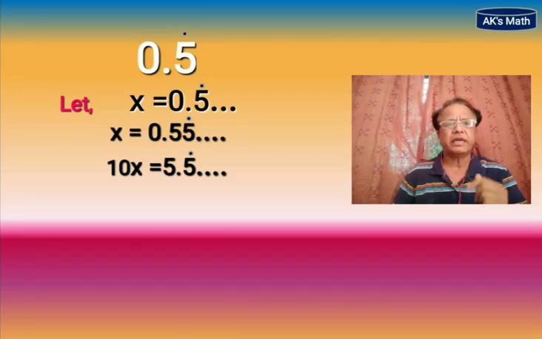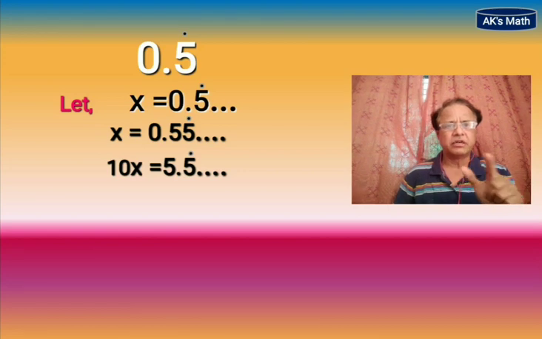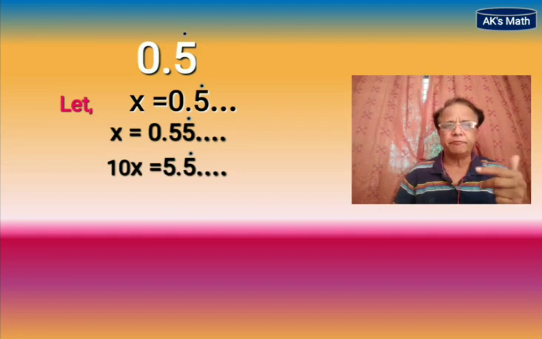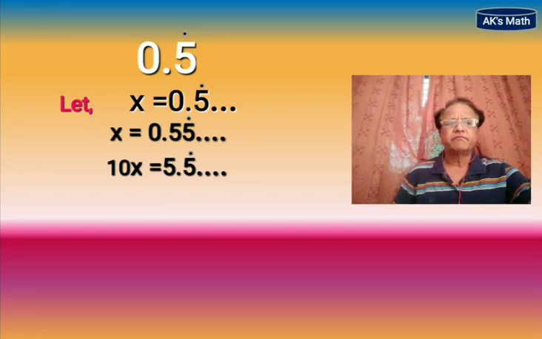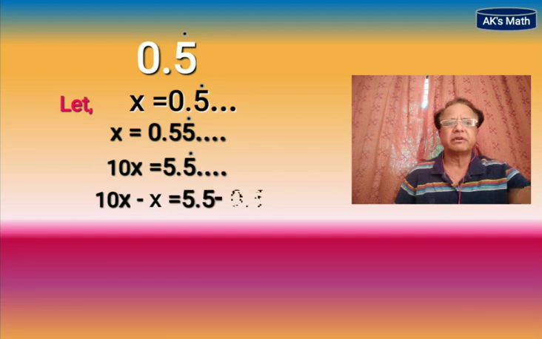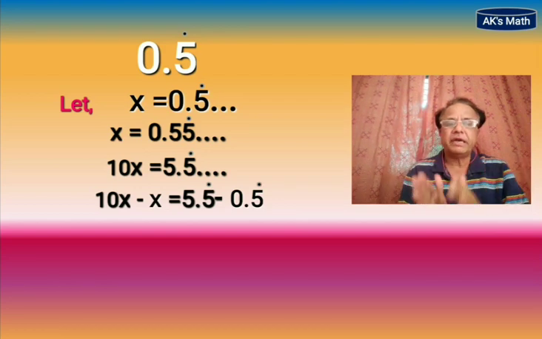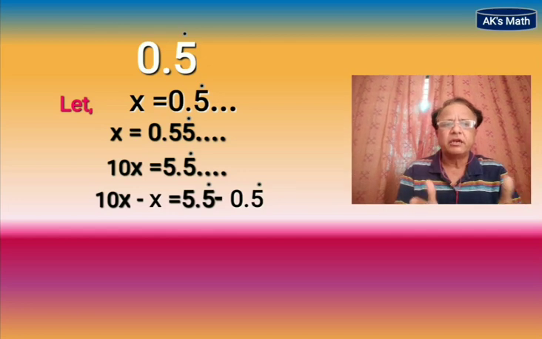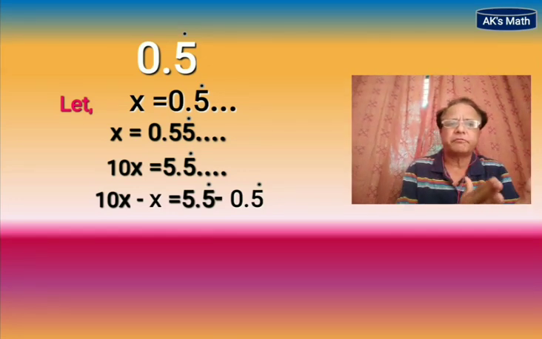Now look at these two lines which I am saying now, the fourth line and the second line. In the fourth line, 10x is equal to 5.5 recurring, and in the second line x is equal to 0.5 recurring. So if we take the subtraction between these two, then we will get like this. Look at this one, 10x minus x is equal to 5.5 recurring minus 0.5 recurring. पॉइंट के आगे का हिसाब आगे लगाने का है. पॉइंट के आगे क्या है, 5 recurring dot 5 recurring.